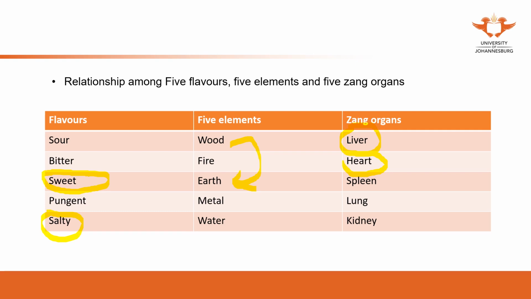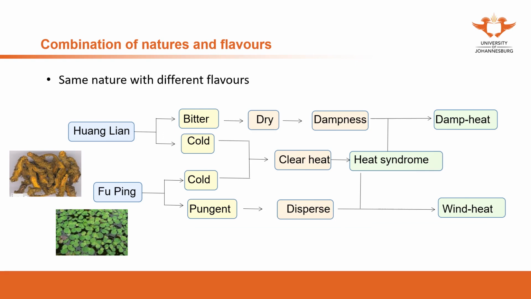If you can't remember this session, you can revise it in the basic theory session when we talk about the 5 elements. The next topic is the combination of natures and flavors. Some herbs have the same nature but different flavors. This will result in them having very different functions.